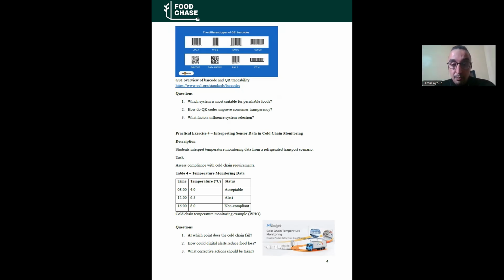So students interpret temperature monitoring data from a refrigerated transport scenario. You have this table that explains the time and temperature monitoring data and the status at each time. And the question: at which point does the cold chain fail? How could digital alerts reduce food loss? And what corrective action should be taken for this stage, or for this time when we have an alert and non-conformity, as part of your analysis?